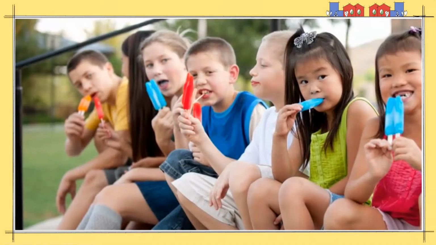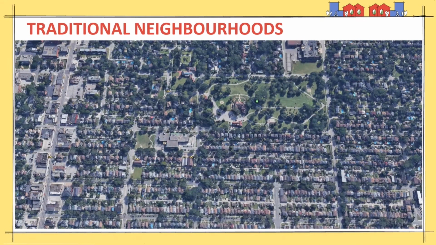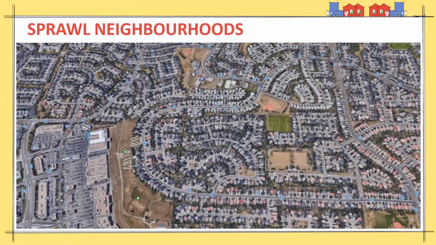The popsicle test is an idea of testing the quality of our neighborhood design. Could a child go to a store, purchase a popsicle, and return home before it melts? It's an idea that incorporates concepts of safety and convenience. Traditional neighborhoods offered a variety of connections and places to go. Post-World War II, North America saw the rise in automobile ownership and in suburban sprawl.